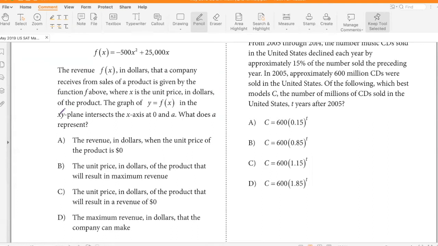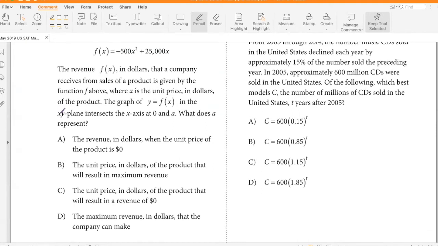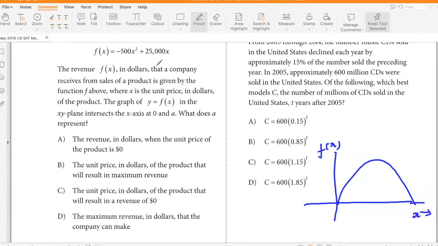The revenue f(x) in dollars that a company receives from sales of a product is given by the function above, where x is the unit price in dollars. The graph of y equals f(x) in the xy-plane intersects the x-axis at 0 and A. What does A represent? Okay, so if you draw this parabola where this is f(x) and this is x, which is the unit price. So I can actually write f(x) as minus 500x times (x minus 500), right? So (0, 0) is one x-intercept and this (500, 0) is the other x-intercept. So A is basically 500.